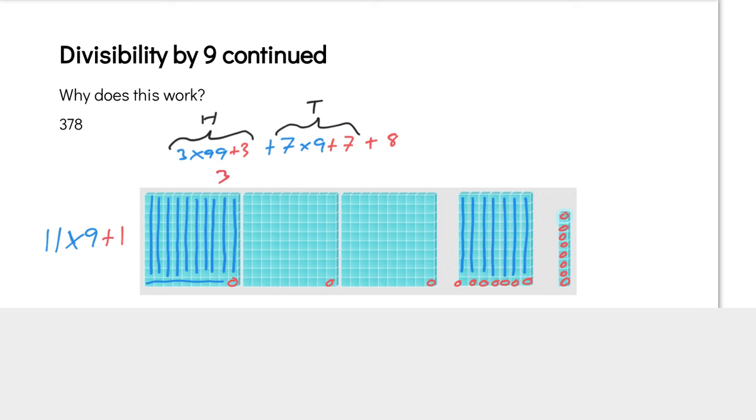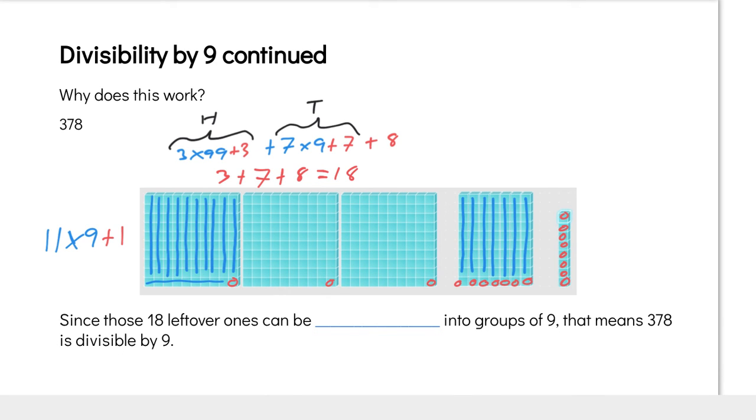So let's add them together. 3 plus 7 plus 8. We will get 18, which is, we can find 2 9s in that group of leftovers. So that means the whole number is also going to be divisible by 9. So we can say, since those 18 leftover ones can be rearranged into groups of 9, that means 378 is divisible by 9.